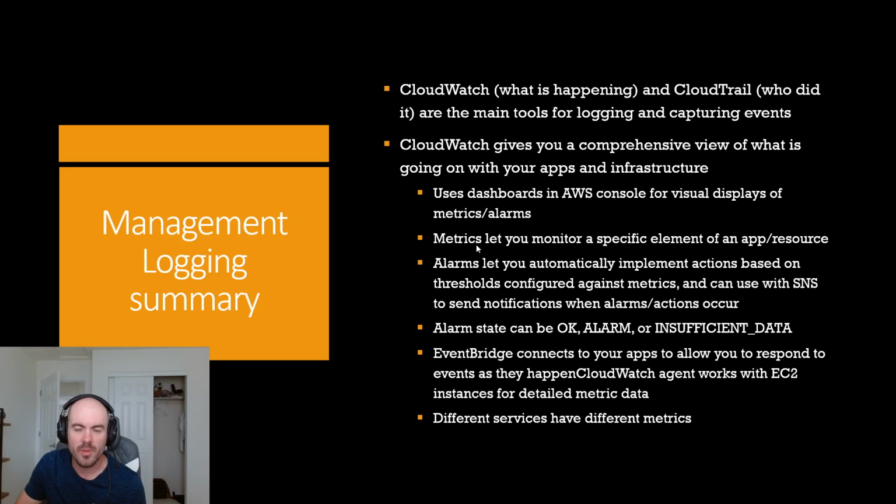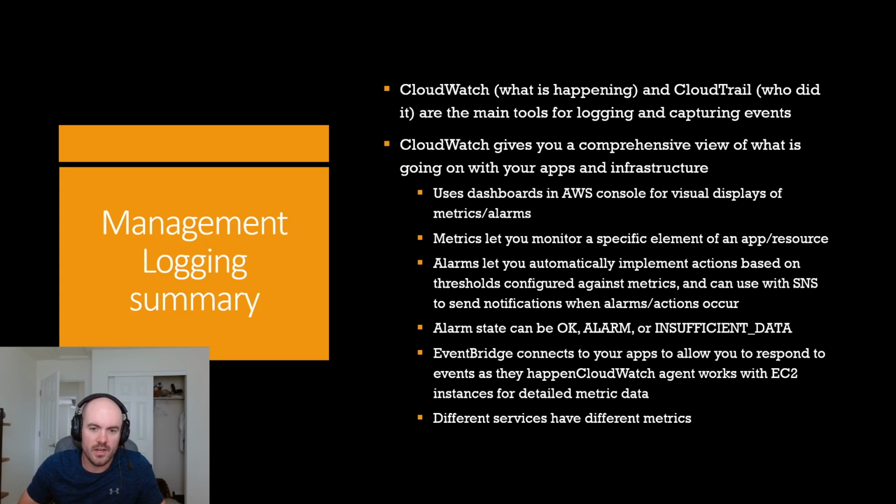Metrics are what let you monitor specific elements of an application or resource. Alarms let you automatically implement actions based on thresholds configured against metrics, and you can utilize that with SNS to send notifications when some kind of alarm does occur. All right, and as a reminder, alarm states can be OK, alarm, or insufficient data. And insufficient data, usually you just see it if you just create an alarm and you start to aggregate logs against it. Okay.